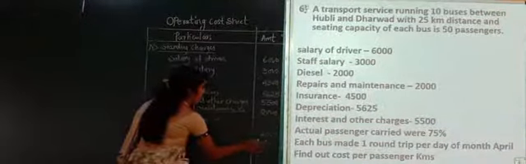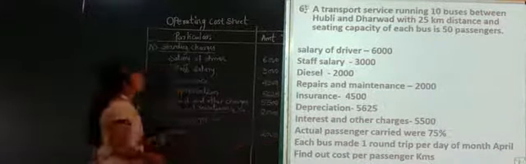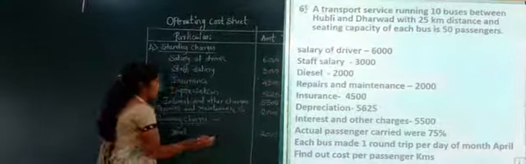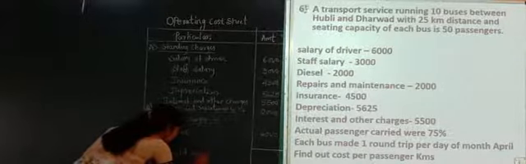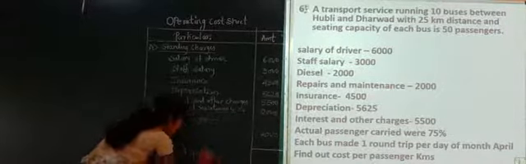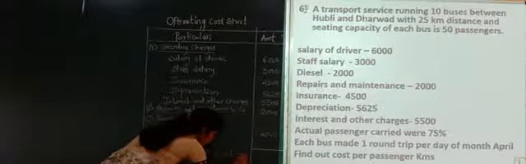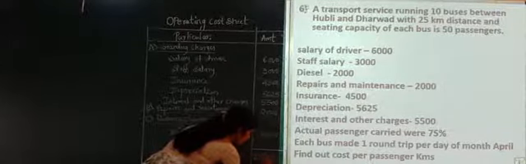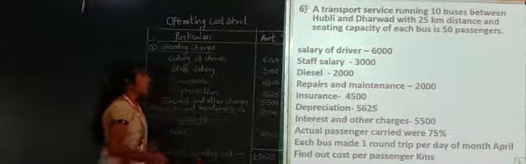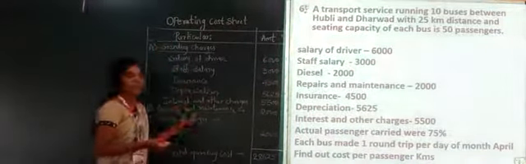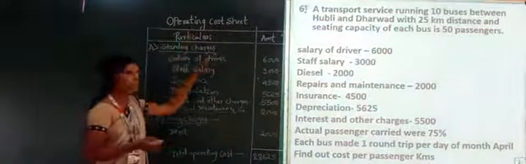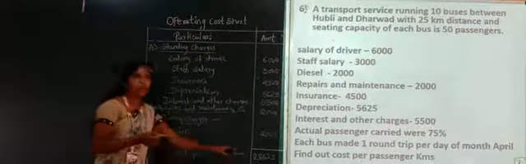After writing all the information related to the operating cost sheet, we have to calculate the total operating cost. Make the total of all the standing charges, repairs and maintenance, and the running charges. So the total operating cost will be 28,625. In this way, by preparing the operating cost sheet we calculate the total operating cost.